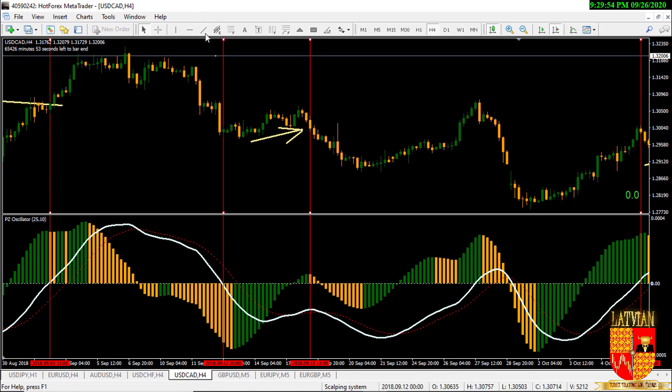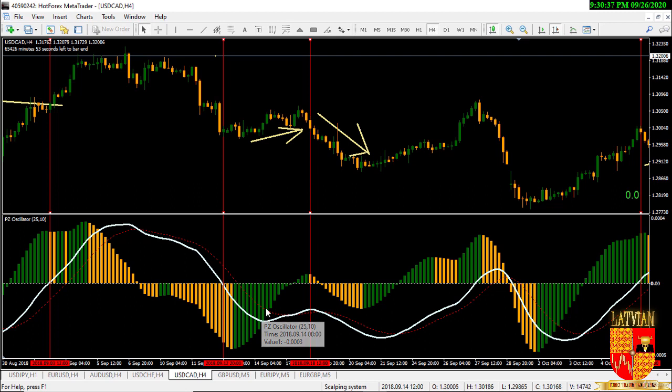But the moment that these histograms turn yellow, it's telling you that the impulse to the downside is gaining momentum, and this is a trigger for a sell trade. So basically this is how we shall be using our MACD oscillator to determine the strength of a trend. Remember, we are using the MACD oscillator to determine the trend and also the strength of the trend.